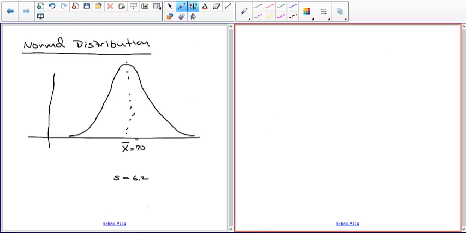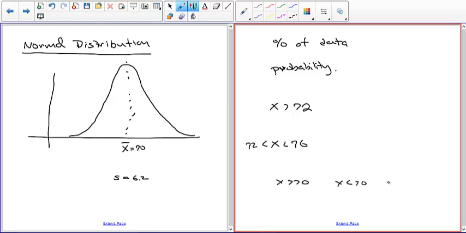The standard deviation is 6.2. I can ask you questions about what percent of data, or probability of having data, is between 2 values. You can be given anything relative to an inequality. I could ask for the percent of data where x is greater than 72, or x is between 72 and 76. I could ask you greater than 70, but that one should be easy. Greater than 70 or less than 70 is always 0.5 probability, or 50% of the data.